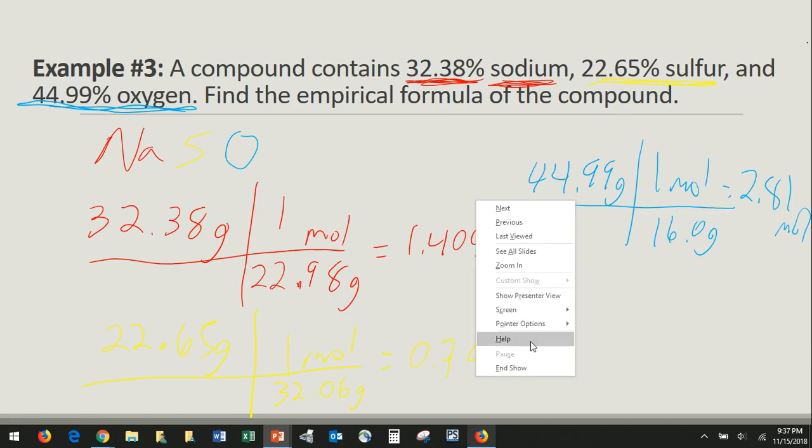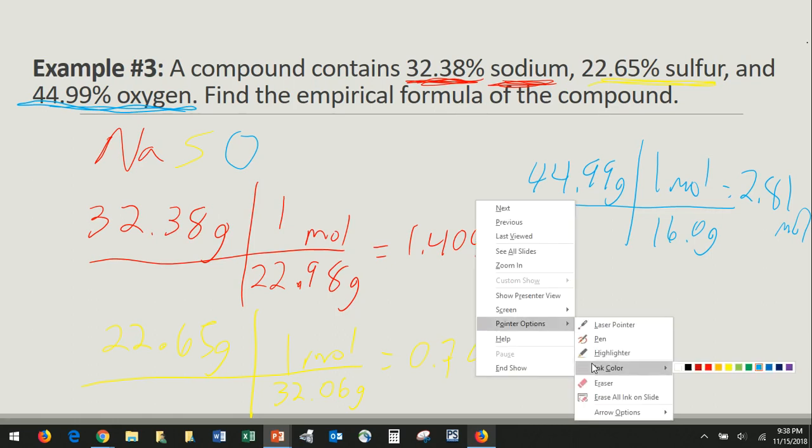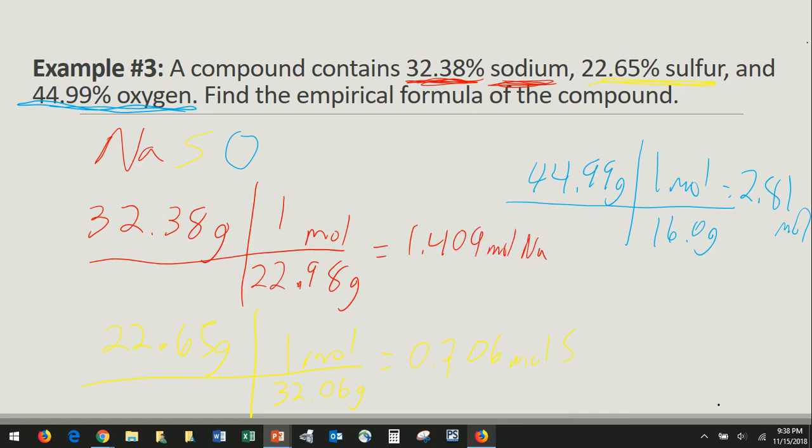How am I going to do this? Let's go with, I guess, I'm going to change to black. So this is the smallest. And that's a little shout out to the Steelers. All right, so we're going to divide everything by the smallest. So 1.409 divided by 0.706 is 1.995.